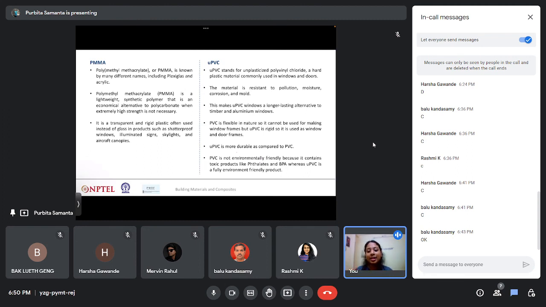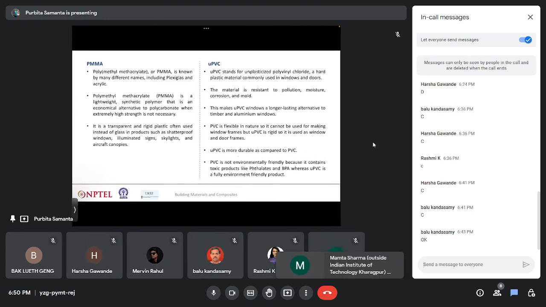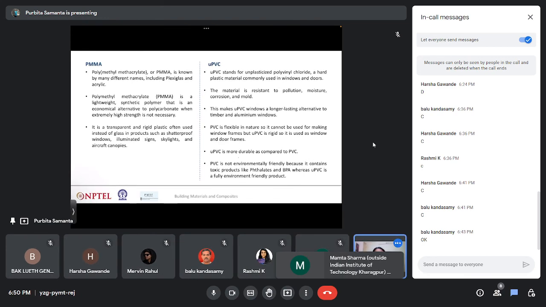And you can use it instead of glass. Because of its properties, it's quite transparent and it's also rigid. So these two properties make it a very useful material to be used instead of glass, and you can use it as shatterproof windows, or illuminated signs, or in skylights and aircraft canopies.